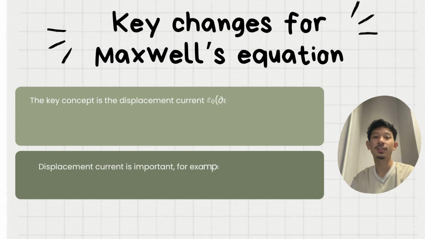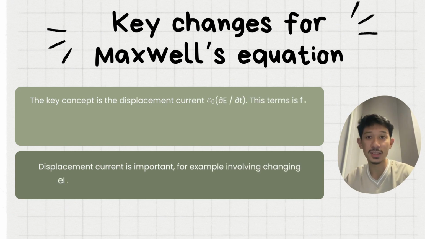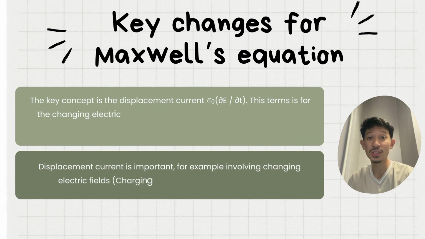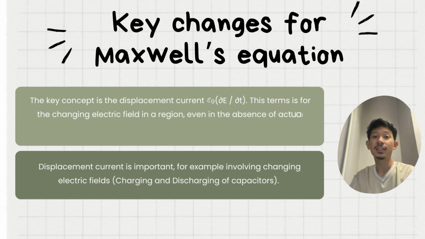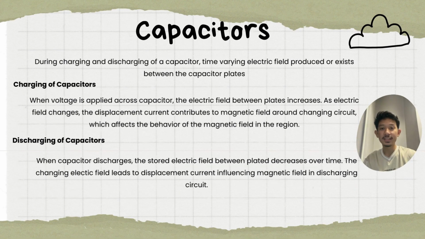Next is the key changes for the Maxwell equation. We know that the key concept for the Maxwell equation is the displacement current itself, which is epsilon naught dE over dt. This term is for the changing electric field in a region even in the absence of actual electric charges. Displacement current is important, for example, involving changing electric field in charging and discharging of a capacitor. During charging and discharging of a capacitor, a time-varying electric field exists between the capacitor plates.